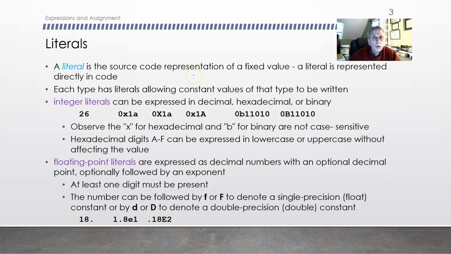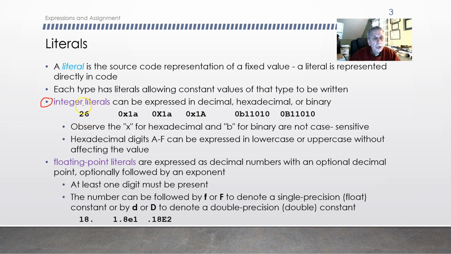There are different types of literals depending upon the data type that you're using in your expression. So each type that we have, each of the 8 primitive types, allows for some kind of a constant value to be injected directly within a statement. So let's talk for a moment about integer literals. Here we're saying you can express the actual value, or the literal, or the constant, using decimal, hexadecimal, or binary. Decimal, as you're probably well aware, is base 10. Hexadecimal is base 16, and binary is base 2.